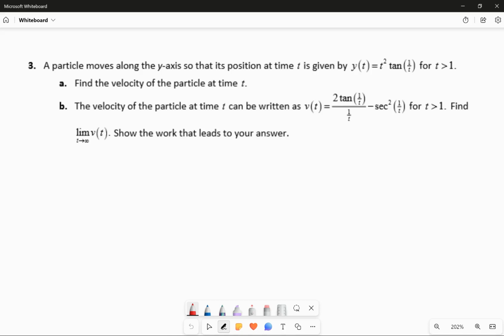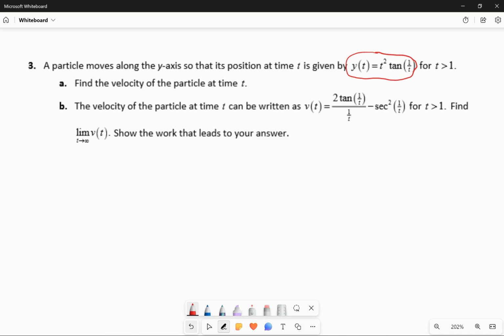Let's look at this last example in L'Hopital's rule. So we have a particle that's moving along the y-axis, so it's just moving up and down. Its position at time t is given by this function for t greater than 1. In part A, it asks us to find the velocity of the particle at time t.